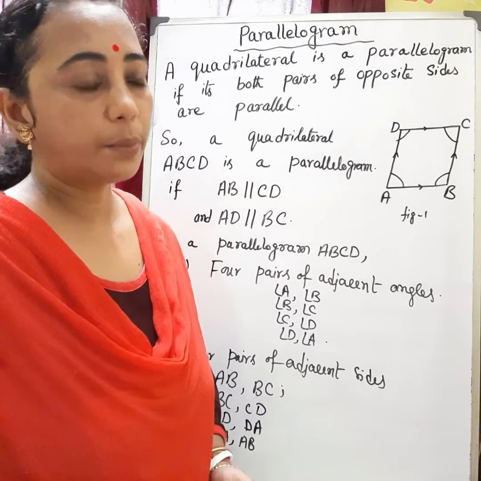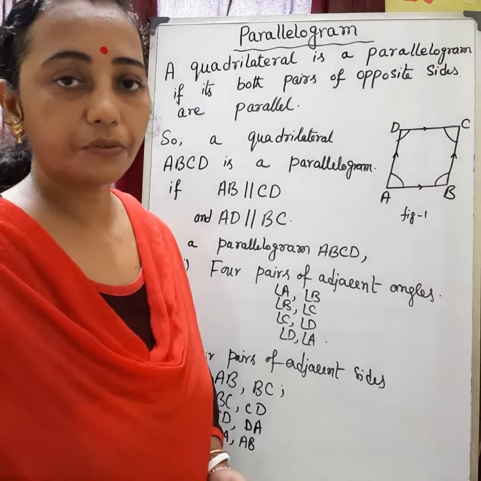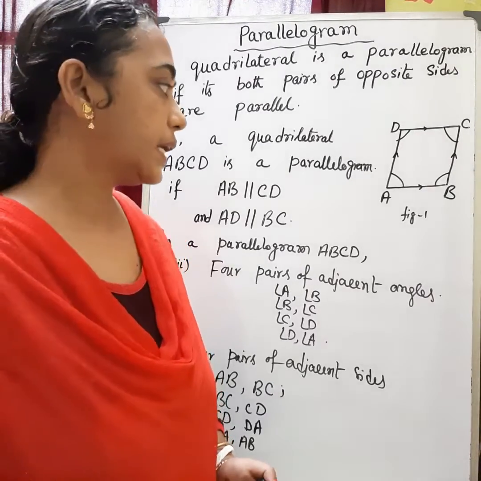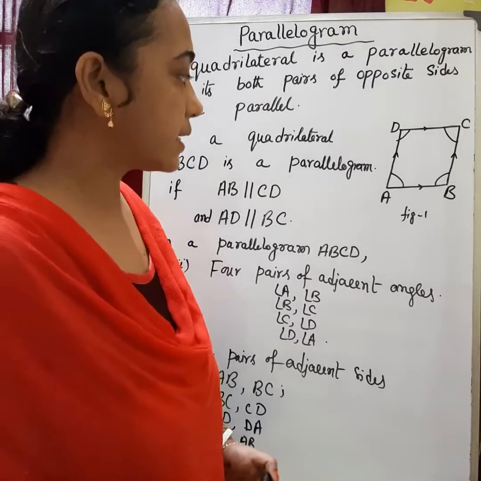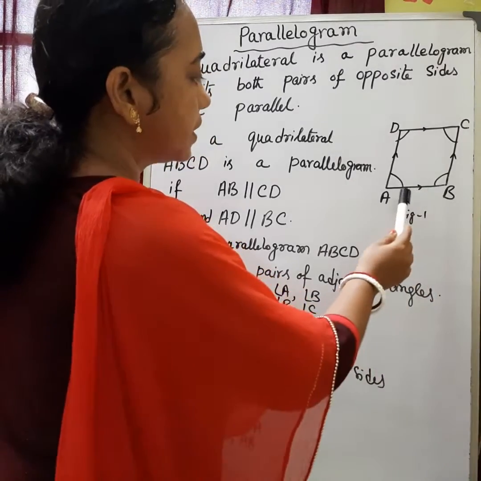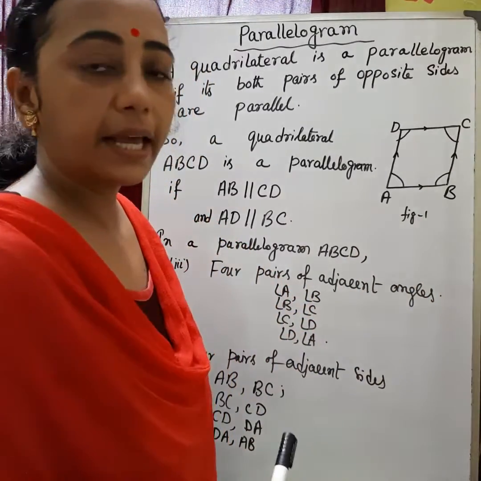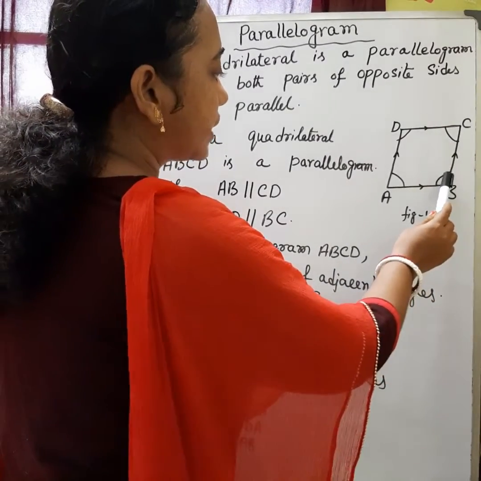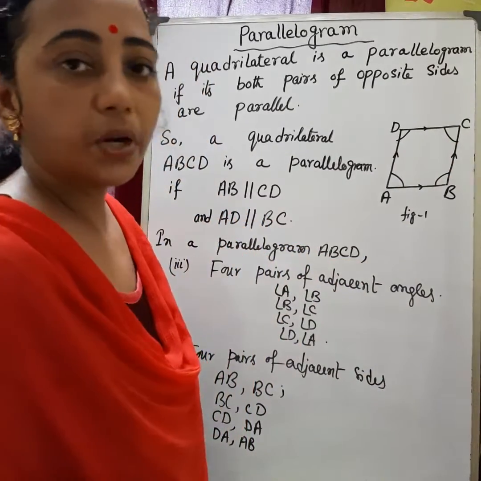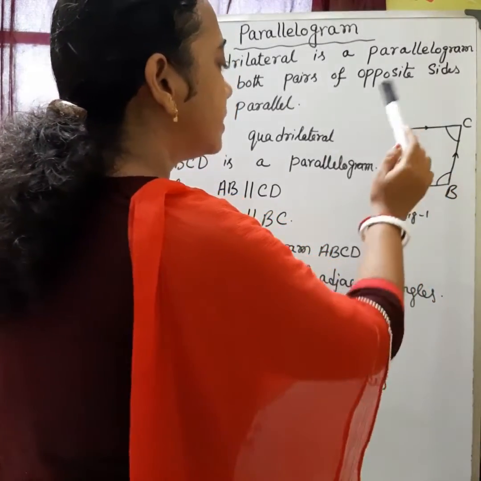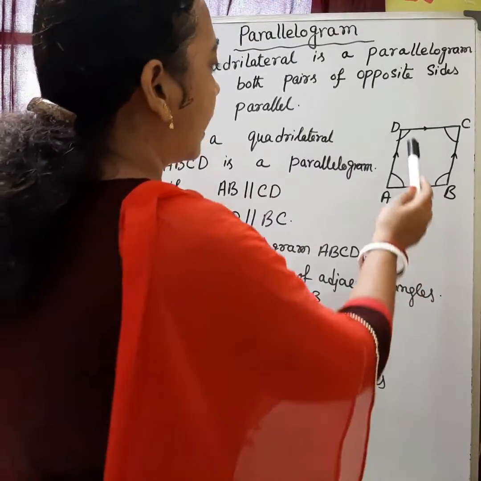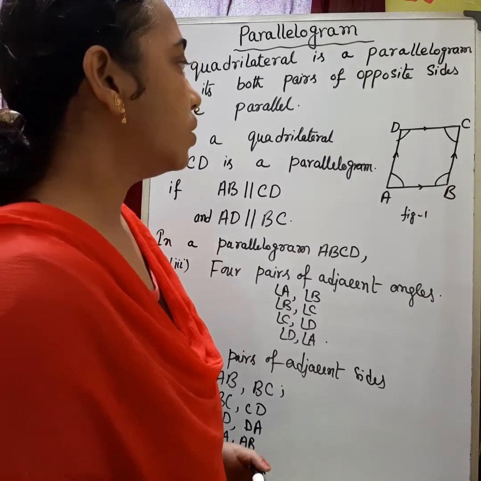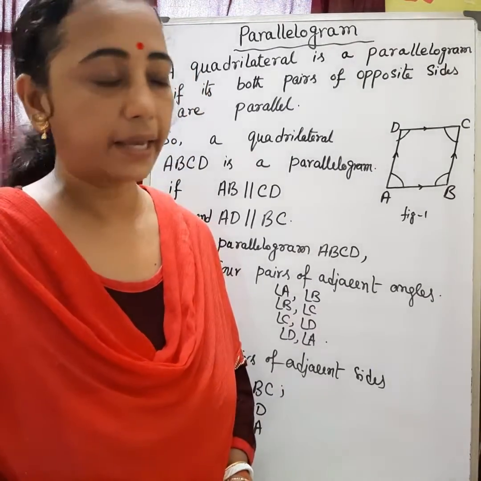Also, a parallelogram ABCD has four pairs of adjacent angles. We know two angles are said to be adjacent angles if they have a common arm, or we can say they have a common side. So here in this figure, angle A and angle B are adjacent angles because they have a common side, that is AB. Similarly, angle B and angle C is another pair of adjacent angles. Angle C and angle D is another pair, and angle D and angle A is another. So in this way, we get four pairs of adjacent angles.